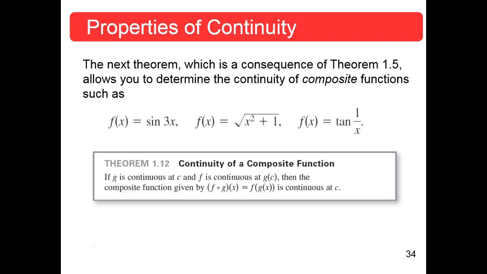All right. Here's theorem 112, continuity of a composite function. If g is continuous at c and f is continuous at g of c, then the composite function given by f composed with g of c, which is defined to be f of g of x, I'm sorry, is continuous at c. Throwing in our little composite.